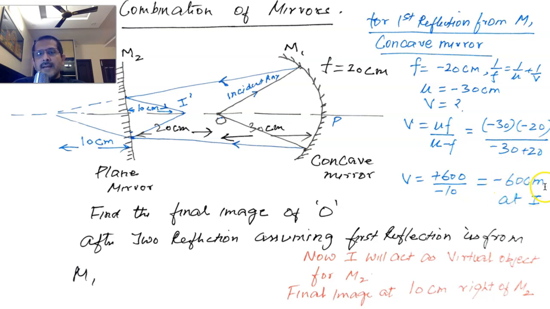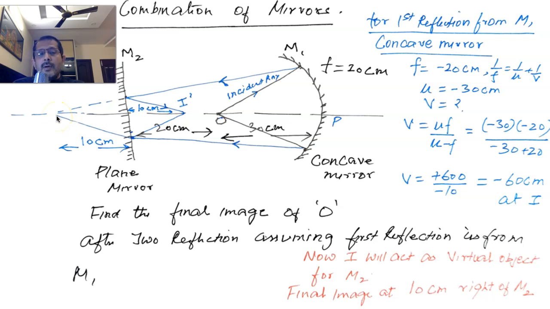Now when we say minus 60 centimeter, remember that in the first case the incident ray direction is this. So minus 60 centimeter means the image would be formed 60 centimeter from this mirror in this direction, which would be somewhere here, because this is 30, this is 20, which is 50, and if we add 10 more, this would be 10. So the image would be formed here.